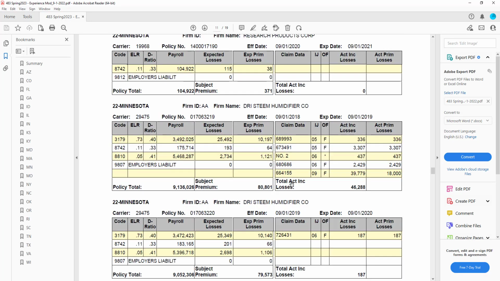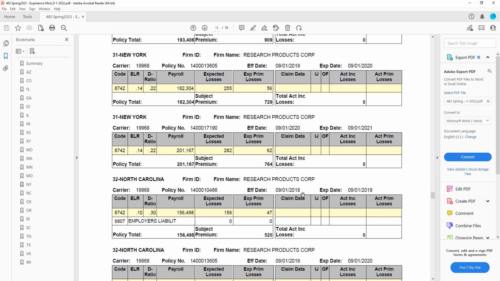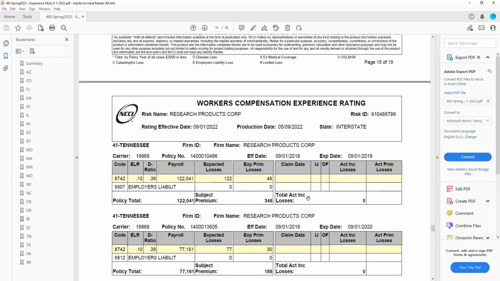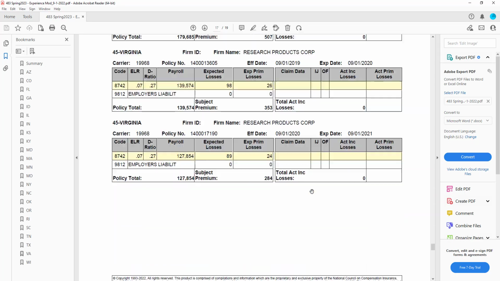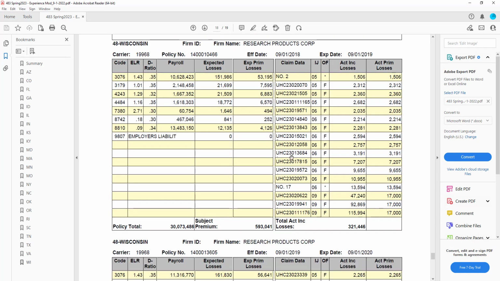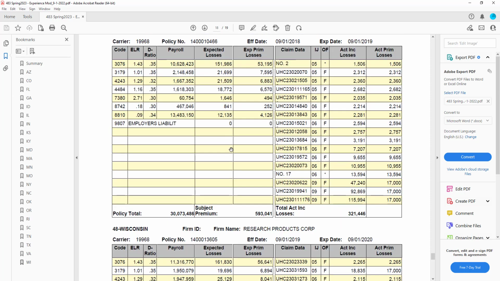So it's a breakdown by state. Each state will be a little bit different, and the company has different holdings. So the one we want to focus on would be the Wisconsin, which of course is on the bottom. Here's Wisconsin. So we've got some open claims still. It's got payroll stuff, expected losses. So it really breaks it all down. So the subject premium is right around this $593 just for Wisconsin.